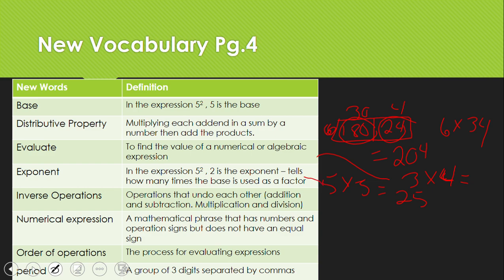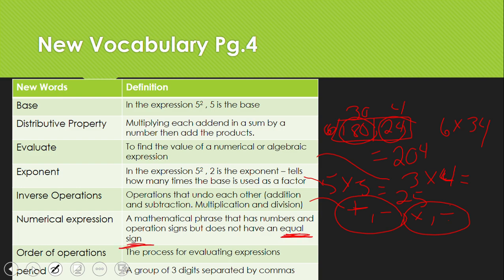Inverse operations are operations that undo each other. So the different operations we have are addition, subtraction, multiplication, and division. These undo each other, and these ones undo each other. A numeric expression, remember, is just a mathematical phrase that does not have an equal sign. So important part, no equal sign.